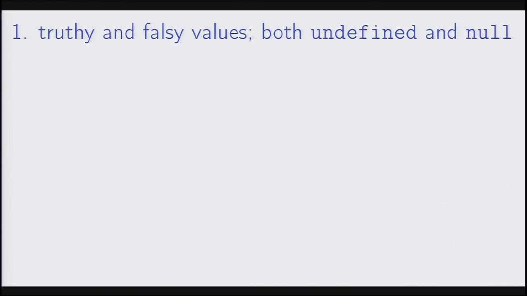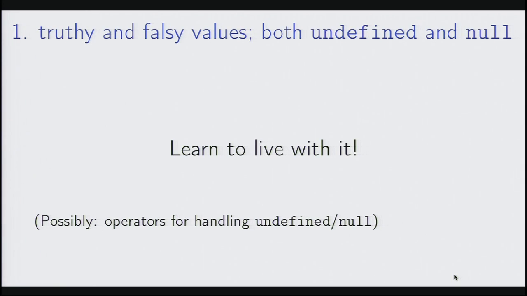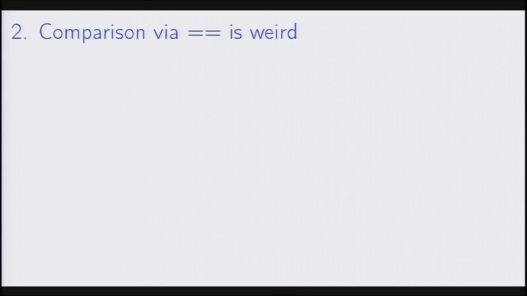So, first pitfall, or quirk, you could say. You have truthy and falsy values, so JavaScript is very forgiving when it comes to Booleans. And you have both undefined and null. The solution for that quirk is you have to learn and live with it. There's not much you can do about that. It's just in the language.